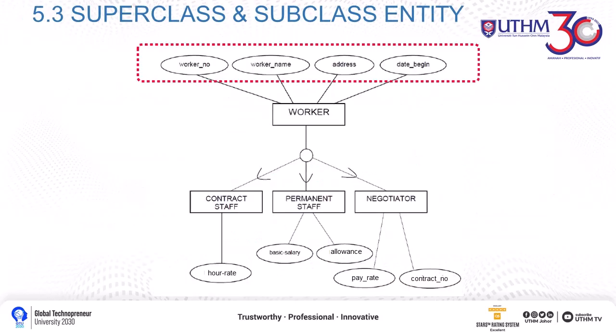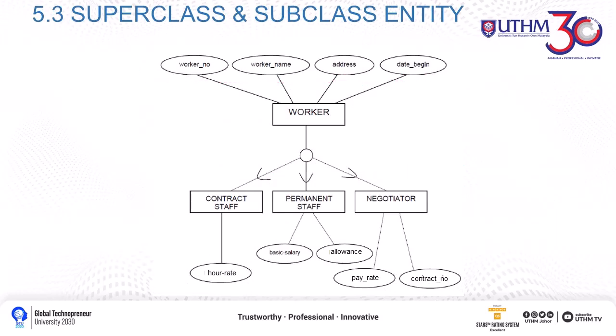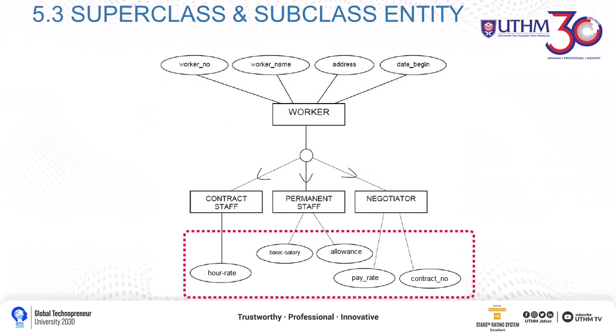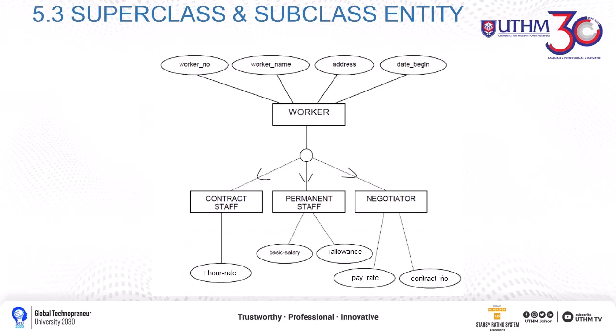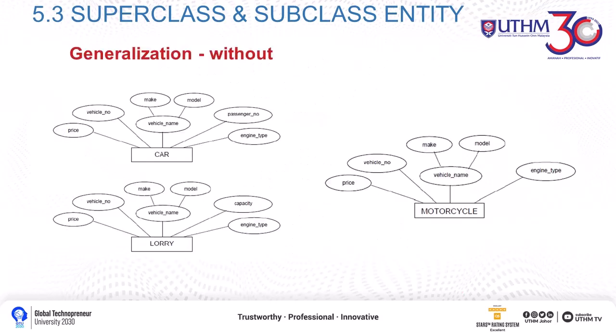So, these attributes will be put in the superclass, and the remaining attributes will be set in the subclass as shown on the slide. Please note that each subclass's attributes belong to its subclass. For example, contract staff has its specific attribute, that is hour rate. Permanent staff has its particular attributes, which are basic salary and allowance, and the negotiator has its distinct attributes, pay rate and contract number.